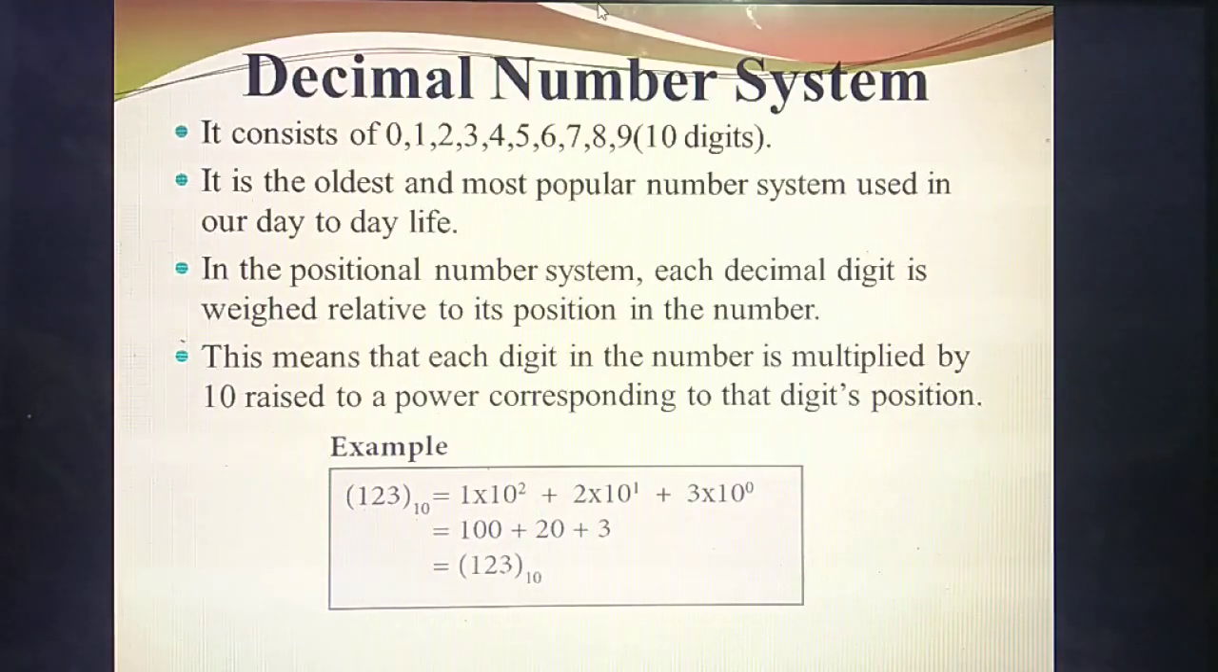Write the example. All of you take your computer notebook. Write a heading as decimal number system. Have you all written? Under the decimal number system, put number 1 and write a problem.